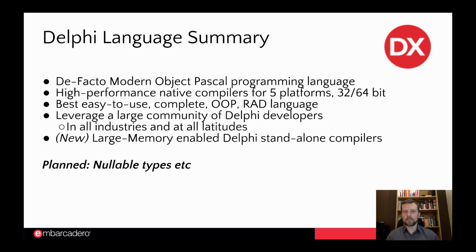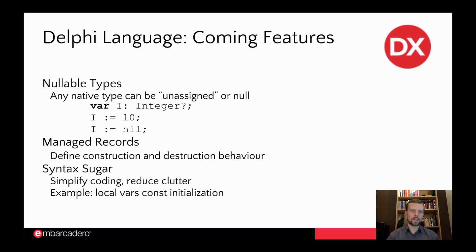And we have a number of Delphi language enhancements planned, including nullable types. Here's a preview of what that might look like, where any native type can be unassigned or null. Here the code snippet I: integer? indicates that it's a nullable integer. And you can set I to both an integer value like 10 or to nil.